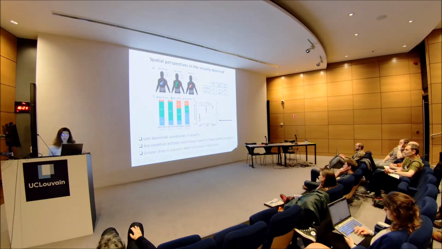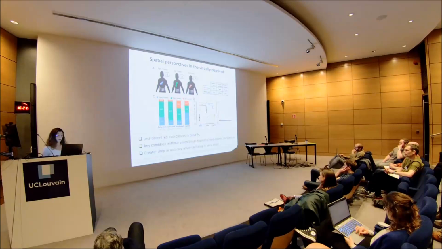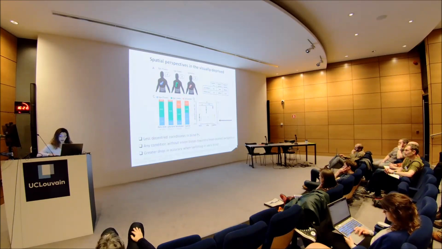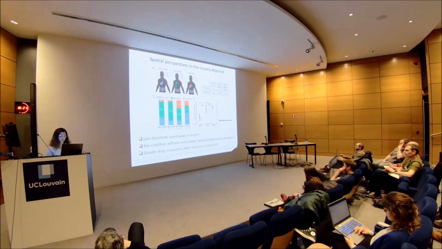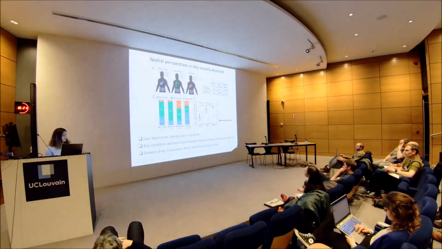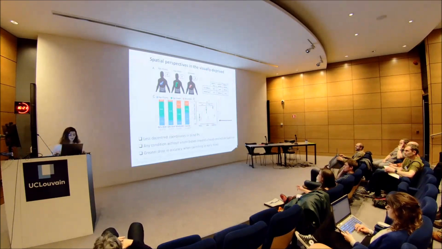And finally, the early blind had a greater cost of switching perspective compared to the sighted. This suggests that early visual experience is important for flexibly changing perspective. Finally, there was no difference in switching costs between sighted and late blind participants. So we can thus see that there is an influence of vision, both on the perspective that is adopted naturally and on the ability to switch perspective.